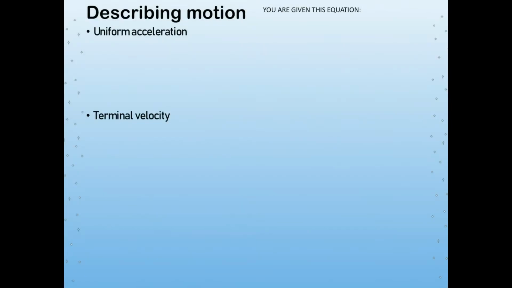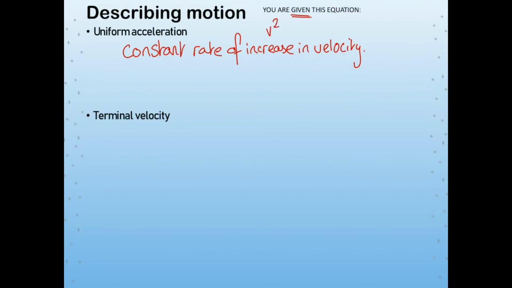So describing uniform acceleration, as we've just said, this is where the acceleration is at a constant rate. So a constant rate of increase in velocity, or it might be a decrease, I suppose. But it is constant, it's not going to change, and this is where it doesn't always work, but it's a great little equation that you'll use more if you do this at A level. This is an equation that you're given. It's one of the SUVAT equations, which is v squared minus u squared equals 2as.